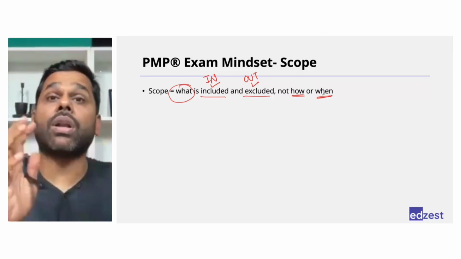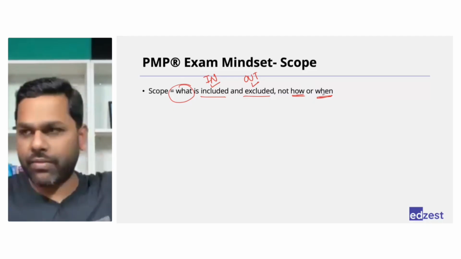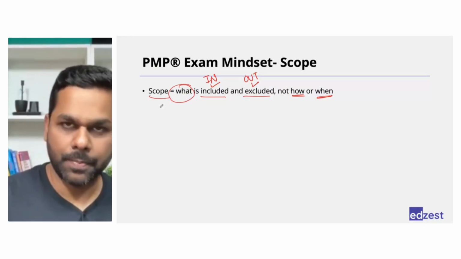In scope, we only say what is to be delivered. Window is to be delivered. Door is to be delivered. Fan is to be delivered. Furniture is to be delivered. And these are your what part of the scope.